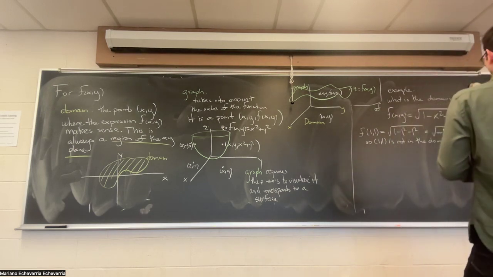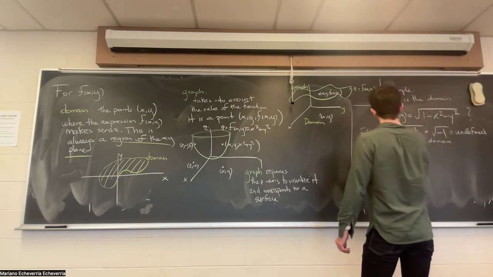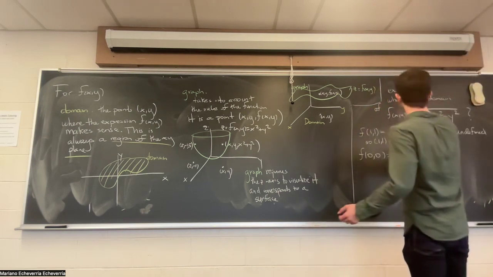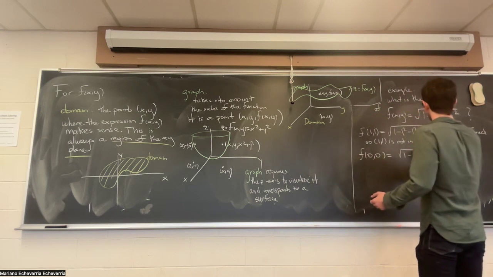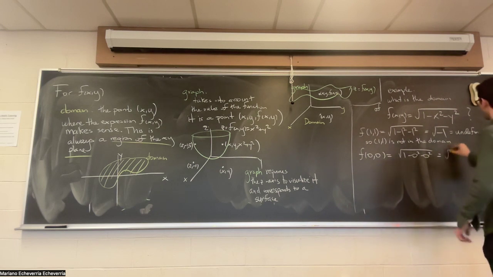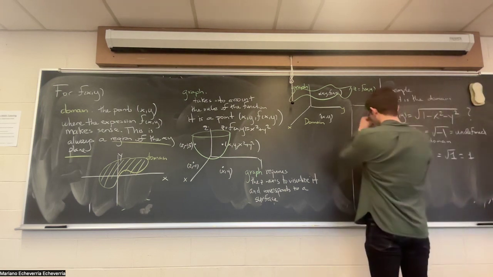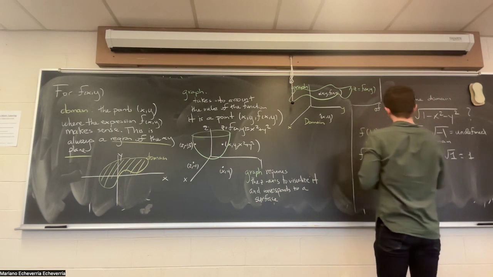Whereas if you take something like f of 0 comma 0, that one is easy, right? It's just the square root of 1 minus 0 squared minus 0 squared. And that's perfect, right? That's just the square root of 1. And here we're always treating this as the positive square root, so that's just 1. So this does make sense for us. So we would say that (0, 0) is in the domain.